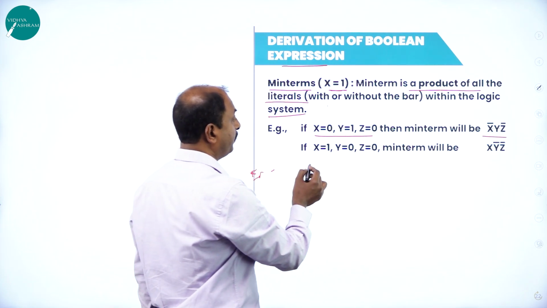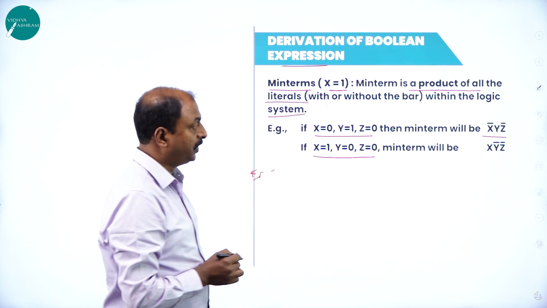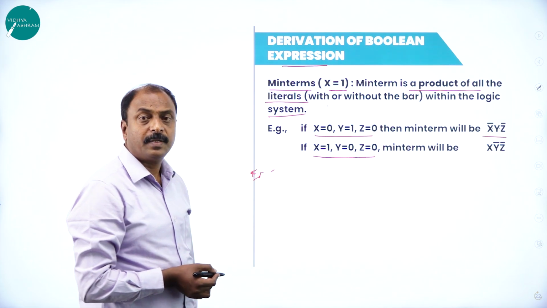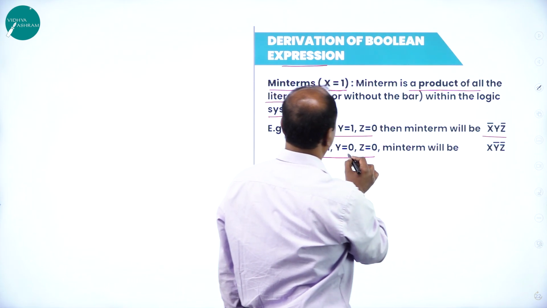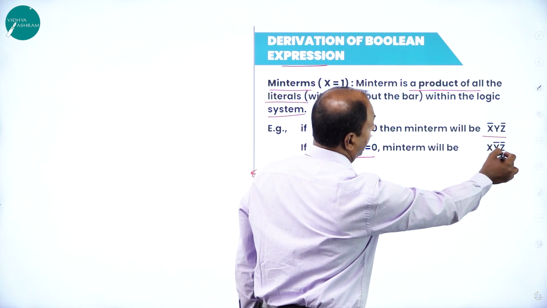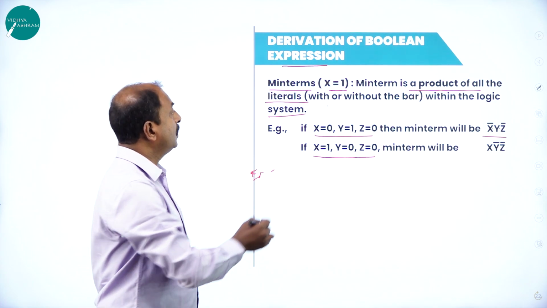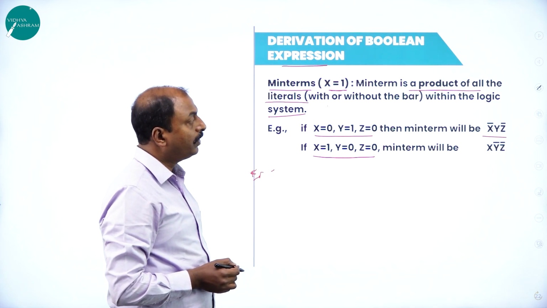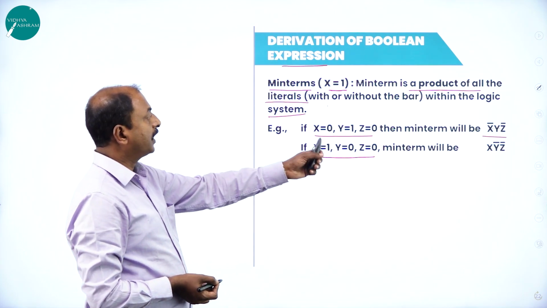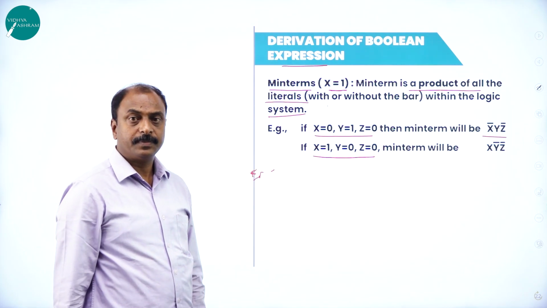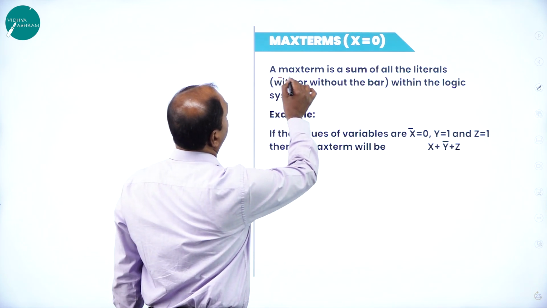Take another example. If x equal to 1, y equal to 0, z equal to 0, then the Minterm expression will be x for x equal to 1, y bar and z bar, or it is x, y naught and z naught. So this is how we write a Minterm expression for the given values of literals.